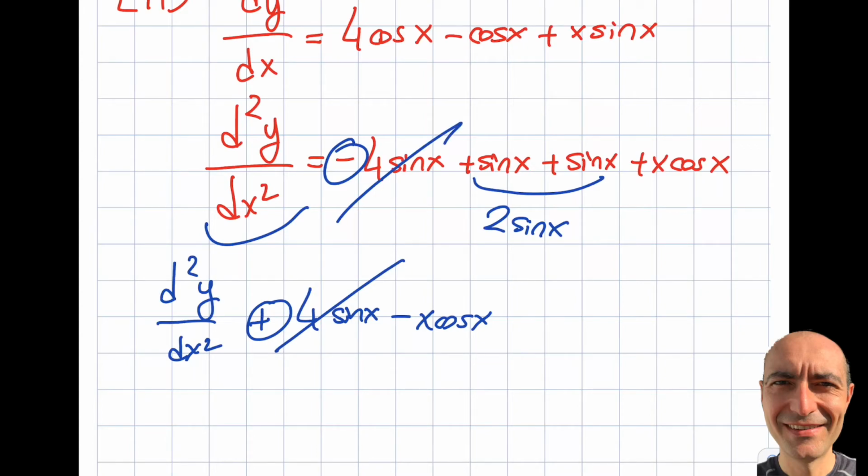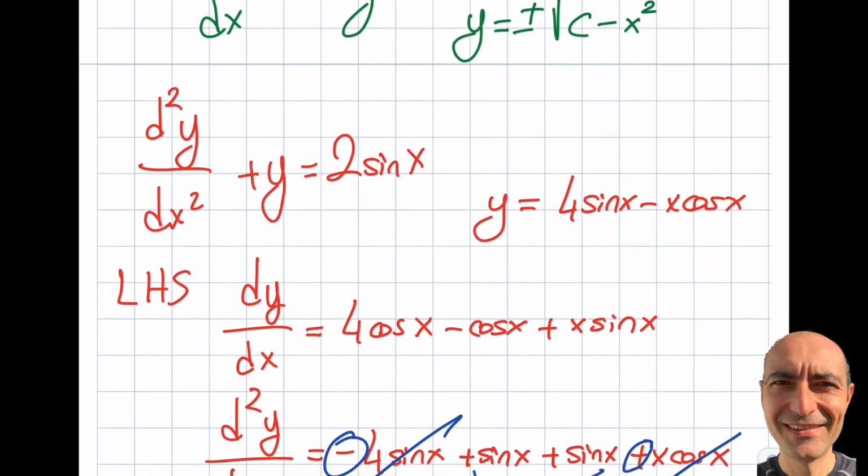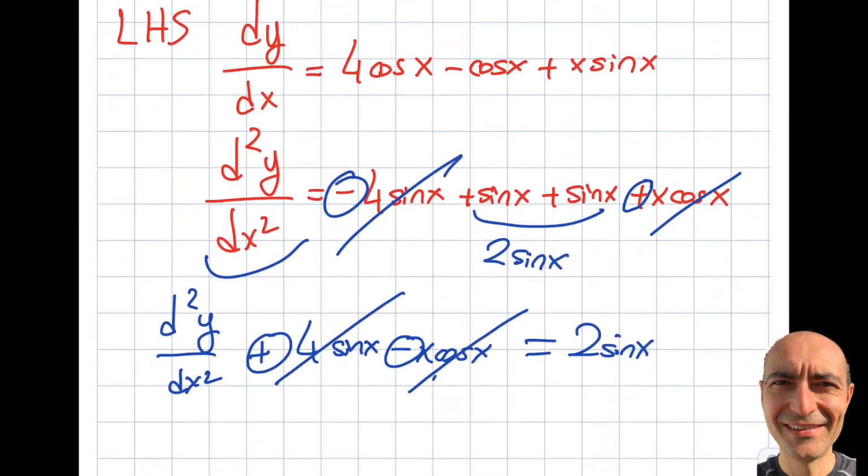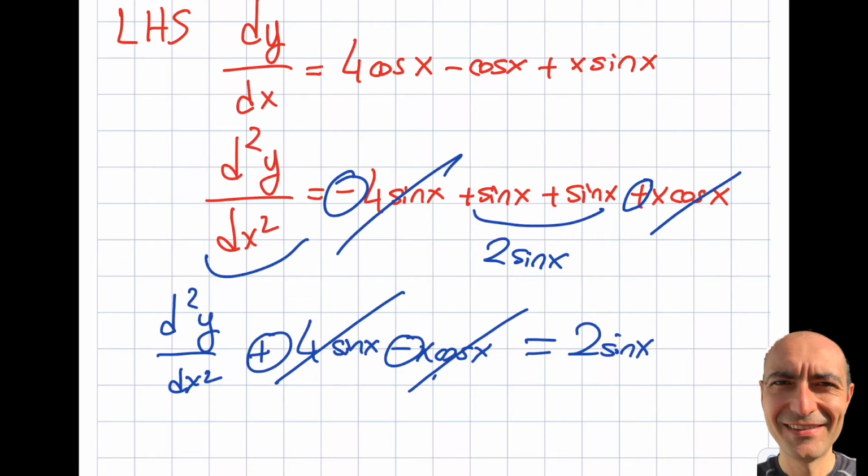How about this x cosine x? So I have a positive cosine x and I have a negative x cosine x, so that will cancel each other. So I get myself a nice 2 times sine x on the left hand side. Okay. What about the right hand side? Bam! That is 2 times sine x too. So this turns out to be the solution that I was after.